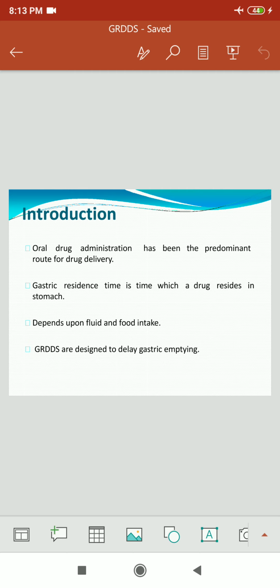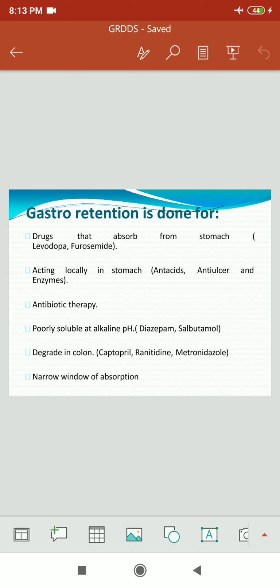Now, GRDDS are designed to delay the gastric emptying. Now, gastric retention is done for which kind of drug, and which kind of approaches are used here? So, drugs that absorb from the stomach having acidic pH. So, the drugs which are soluble in acid are used here. Drugs which are absorbed in the stomach are used here. Drugs acting locally in the stomach, so antacids and so on, are used locally in the stomach. Antibiotic therapy is also given by this gastroretention therapy.